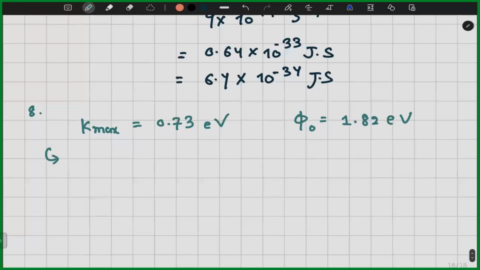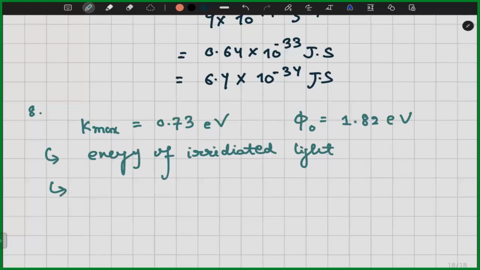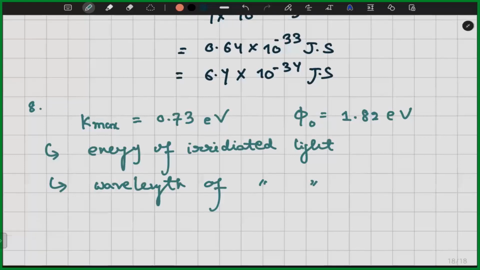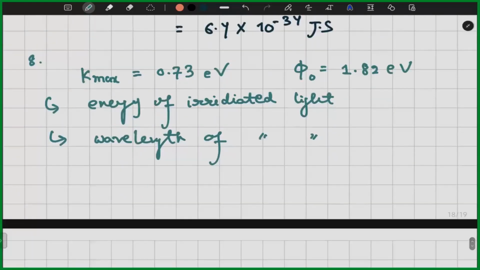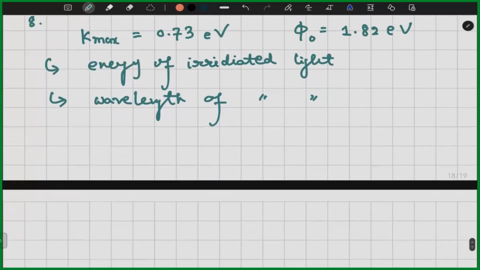They have asked the energy of the irradiated light, and also they have asked the wavelength of the light. Okay, this is the question. It's also easy. First energy. How we can find that energy?